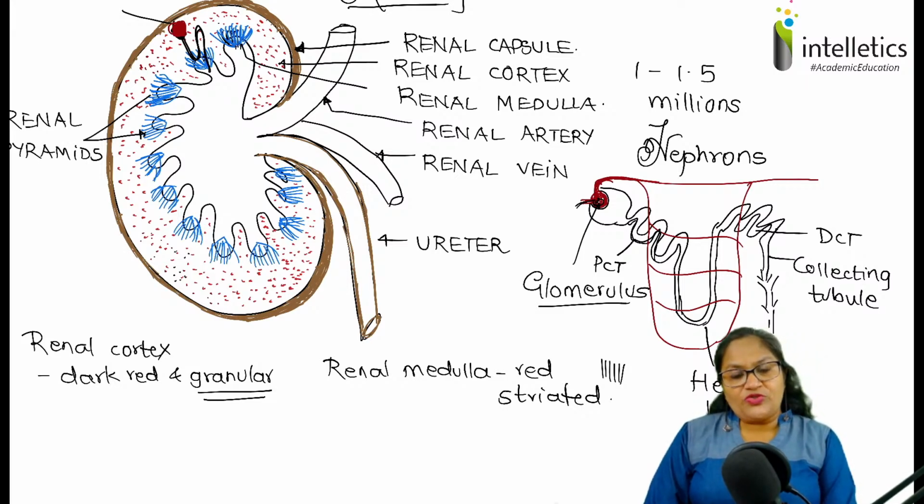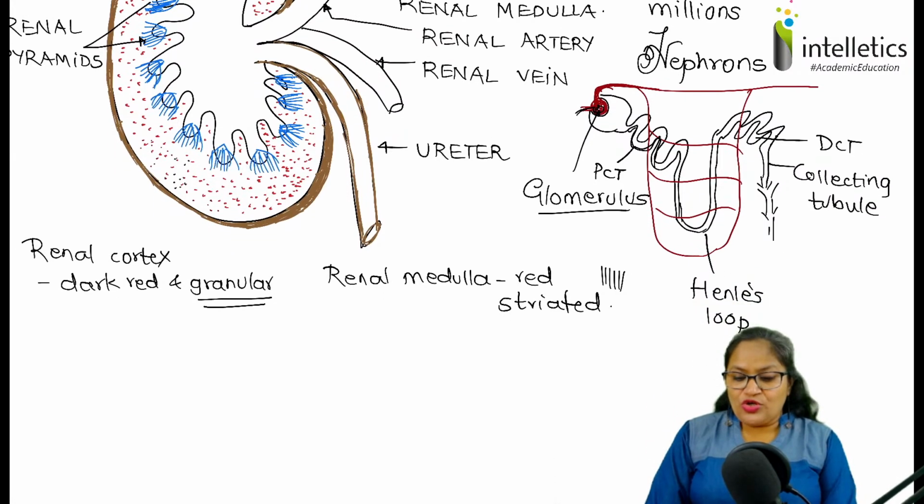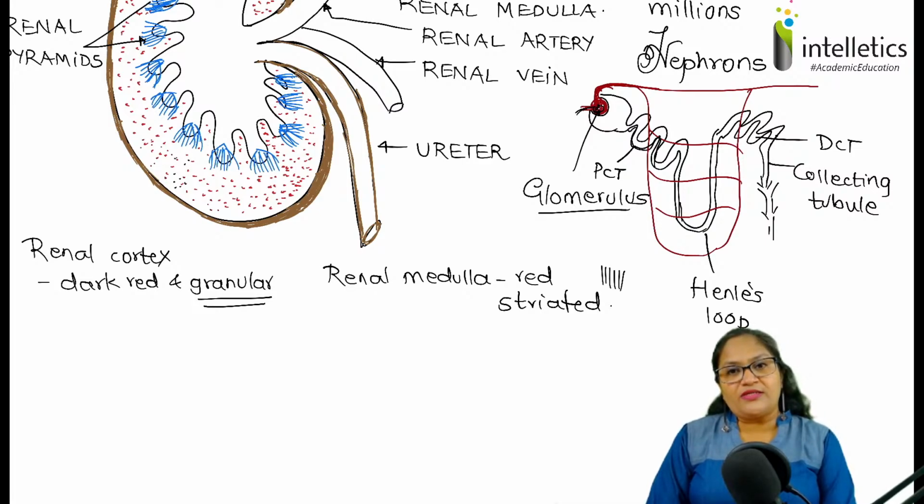So you can see very clearly that the renal pyramids show striations, and these striations are nothing but because of this tubular part, the PCT, the Henle's loop, and the DCT of the nephron. Of course, the proximal part of the tubule, that is PCT, is mainly present in the renal cortex, whereas Henle's loop is present in the renal medulla. And this gives the medulla a striated appearance, that is a striped appearance.